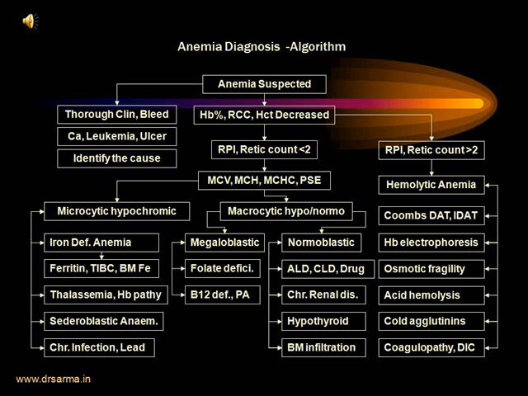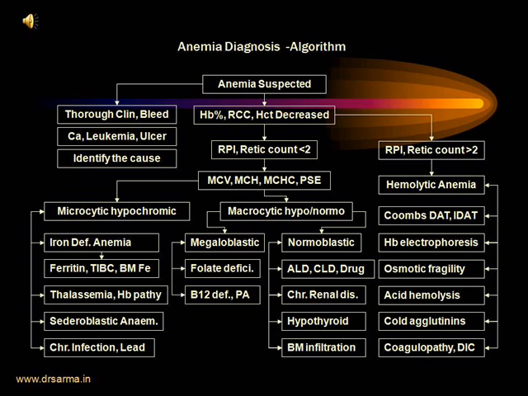Supposing we see that the MCV value is more than 100, then we are dealing with macrocytosis. Then the question is, is it megaloblastic macrocytosis or normoblastic macrocytosis? If it is megaloblastic anemia with macrocytosis, then we may be dealing with folic acid deficiency or vitamin B12 deficiency, and the other rare condition, pernicious anemia, which is absolute vitamin B12 deficiency due to intrinsic factor absence, an autoimmune disease.